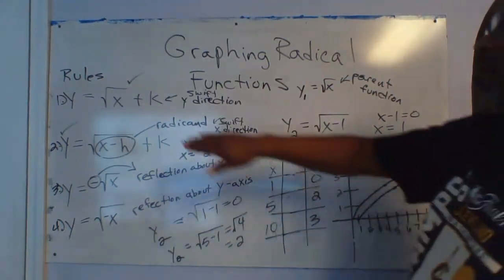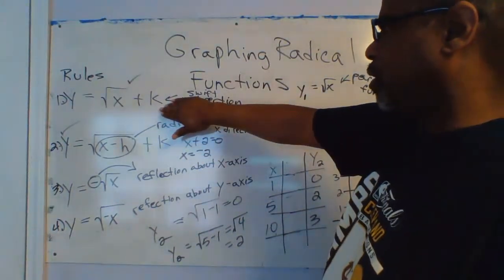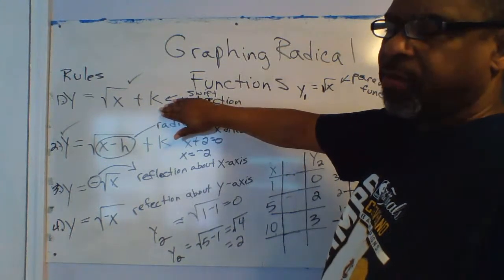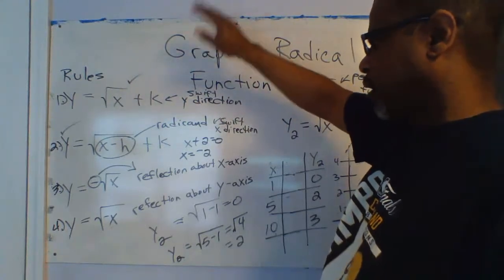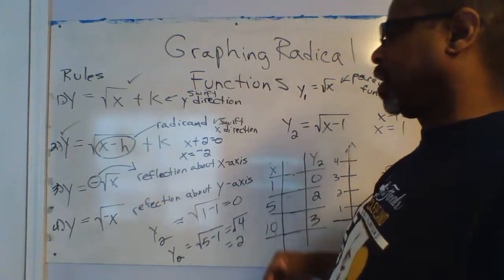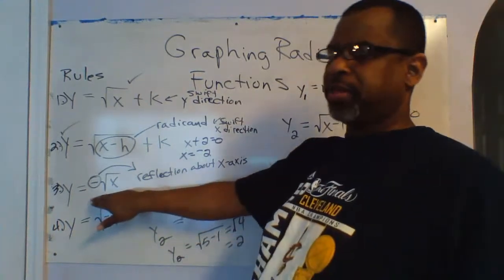So we talked about this one. We talked about if it's outside the radical, outside the radicand, whatever the number is, it shifts in the y direction. If it's inside the radicand, it shifts right or left. Now we have to talk about the reflection.